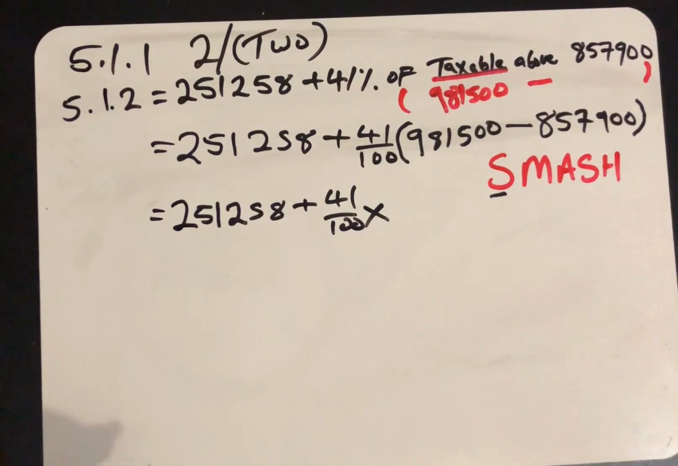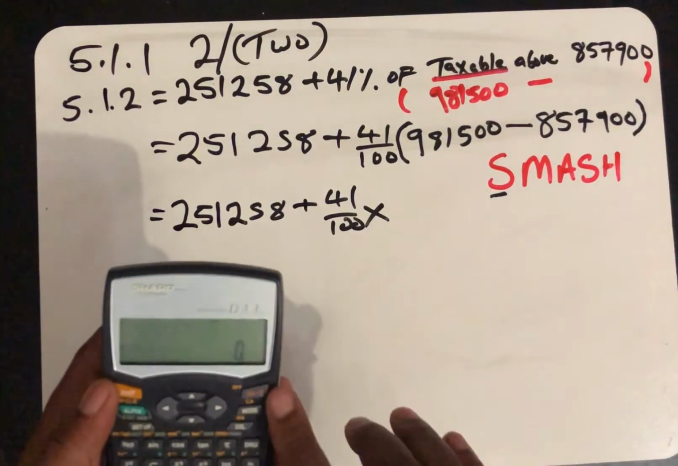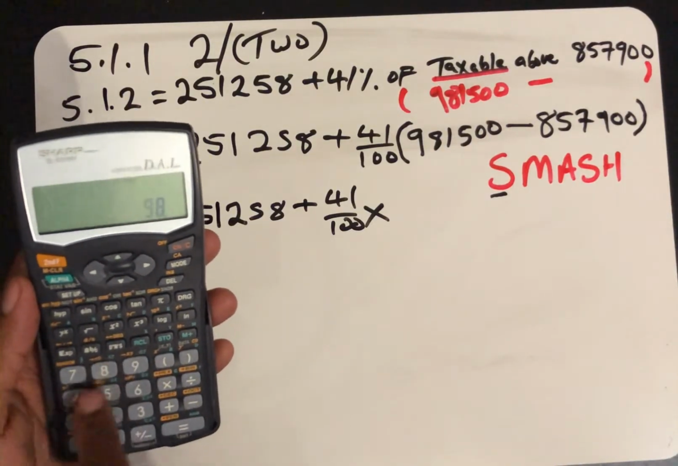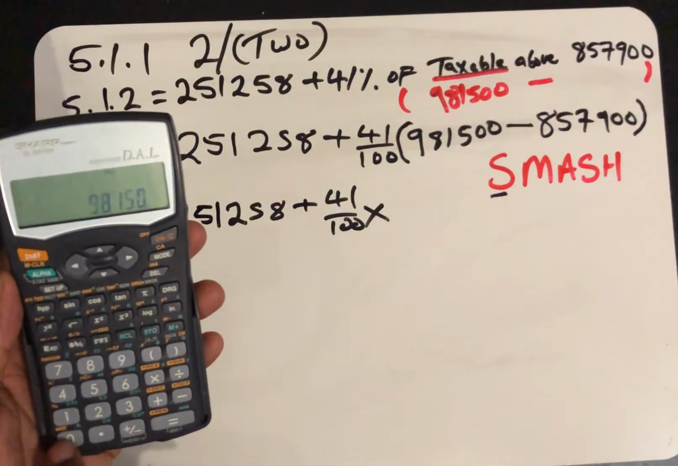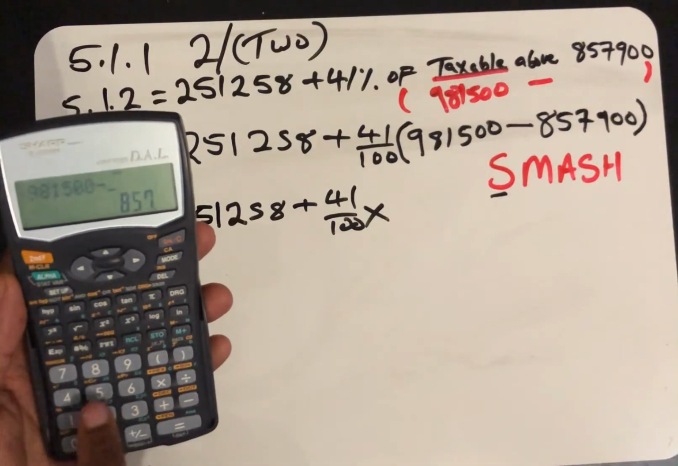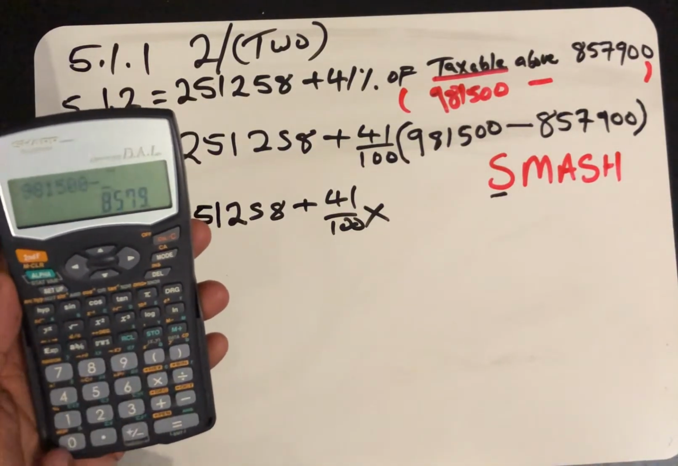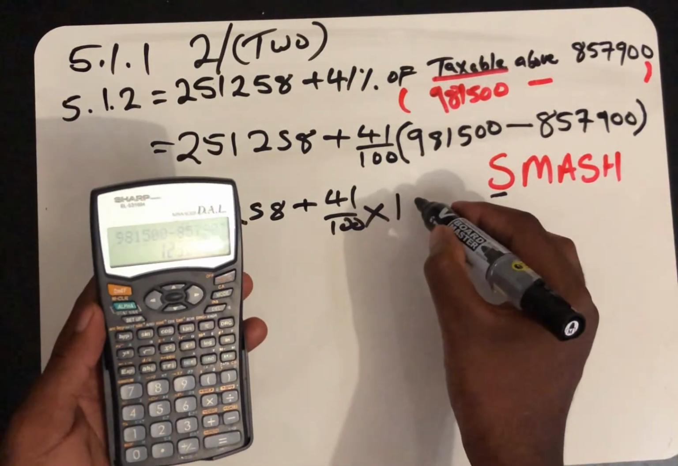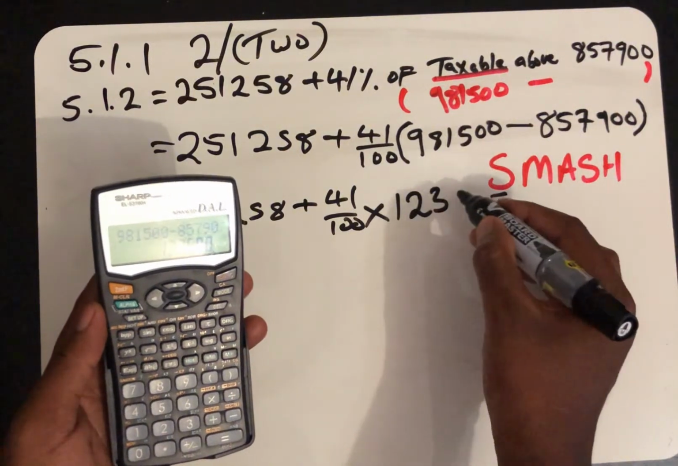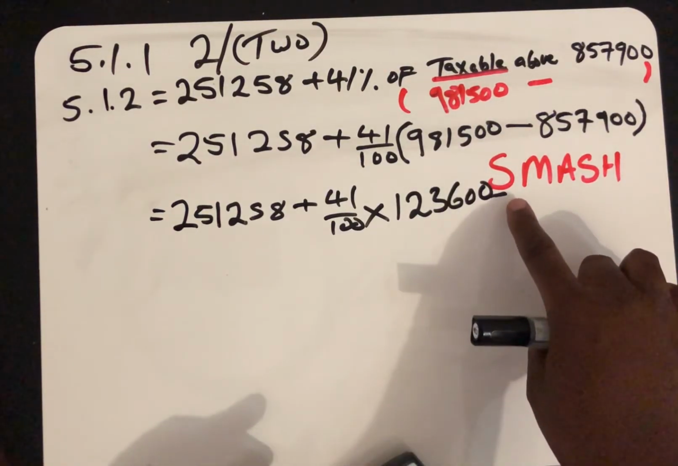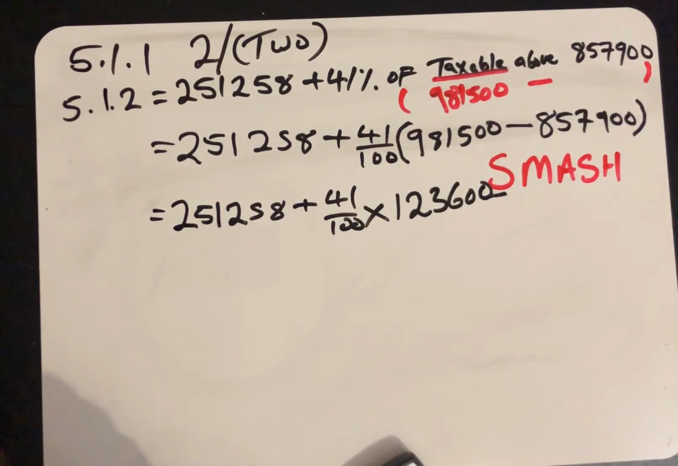And then when we say multiply by, now we have to calculate the difference of what we have inside the brackets. Inside the brackets, we have 981,500 rands minus 857,900. Then my answer is 123,600. Like I told you, this was the first letter of SMASH, which is S, meaning what? Subtraction.